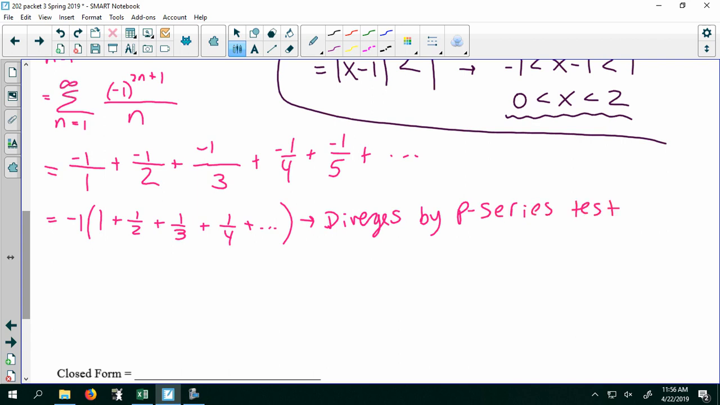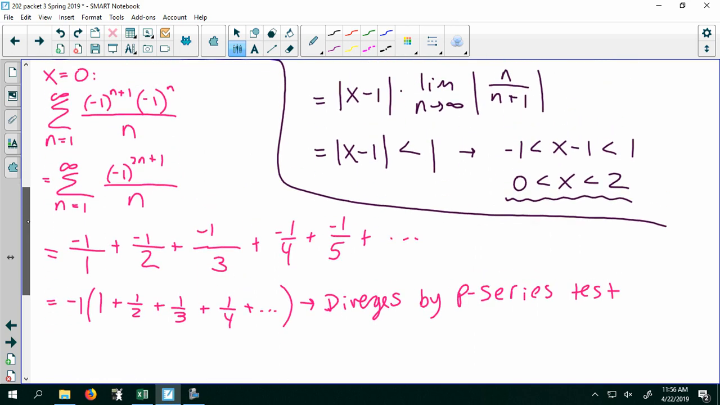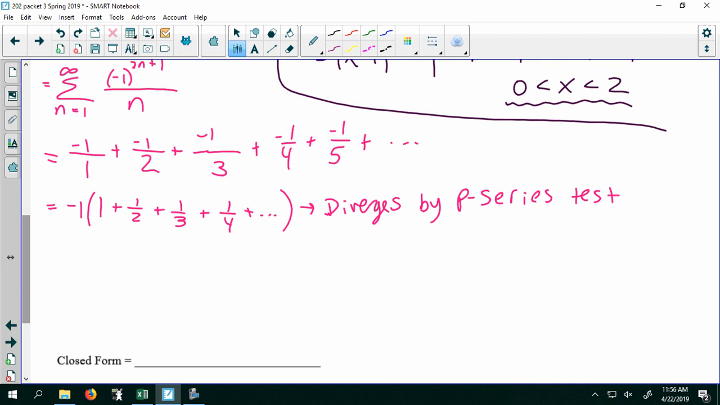Okay, so for x equals 0, we're not going to include that endpoint. And then next I'm going to check x equals 2, the other endpoint here. So I checked 0. I'm not going to put an or equal sign right here, but I need to check the 2. So I'm going to plug in x equals 2.